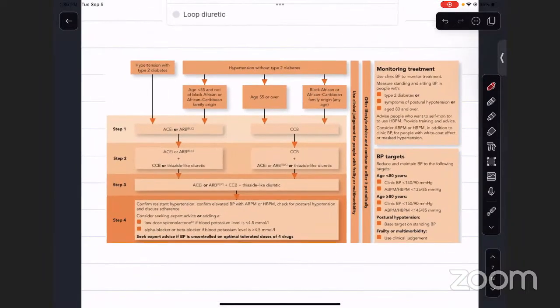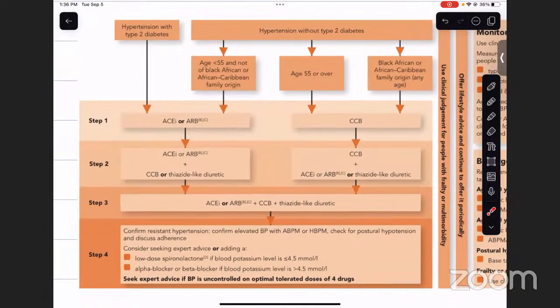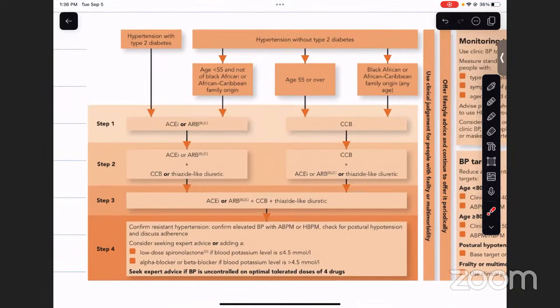Let's take a look at the NICE guideline of hypertension. This is a step-by-step management of hypertension. We need to categorize into hypertension with type 2 diabetes or hypertension without type 2 diabetes. If there is hypertension with type 2 diabetes, the first line drug will be ACEI or ARB, because in type 2 diabetes there will be microalbuminuria, and ACEI or ARB is the drug that can reduce microalbuminuria, and it has some effect on cardiovascular death.